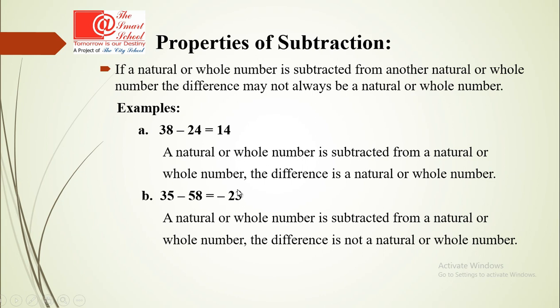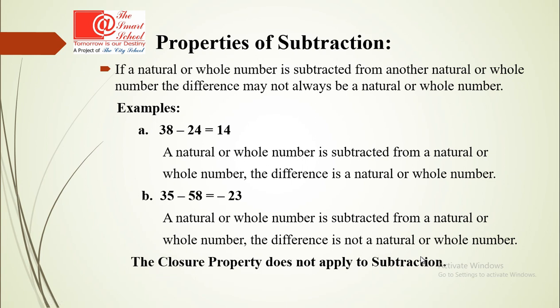Is it a natural or whole number? No, it is not. Which type of number is this? Yes, exactly, it is an integer. So when a natural or whole number is subtracted from a natural or whole number, the difference is not always a natural or whole number. The closure property does not apply to subtraction.